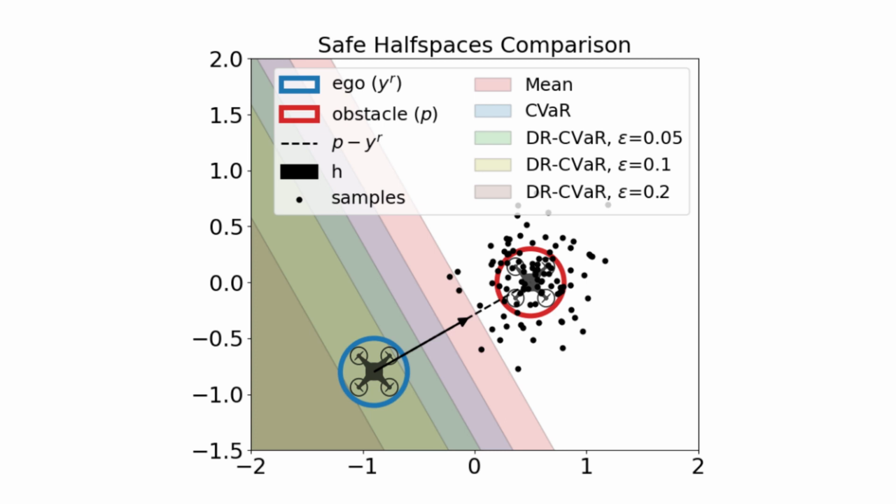The ego has access to sample predictions of where the obstacle may be. This figure shows safe half-spaces using an expected value, CVaR, and dr-CVaR risk metrics. The dr-CVaR half-spaces are the safest and can be relaxed or tightened using a parameter epsilon.